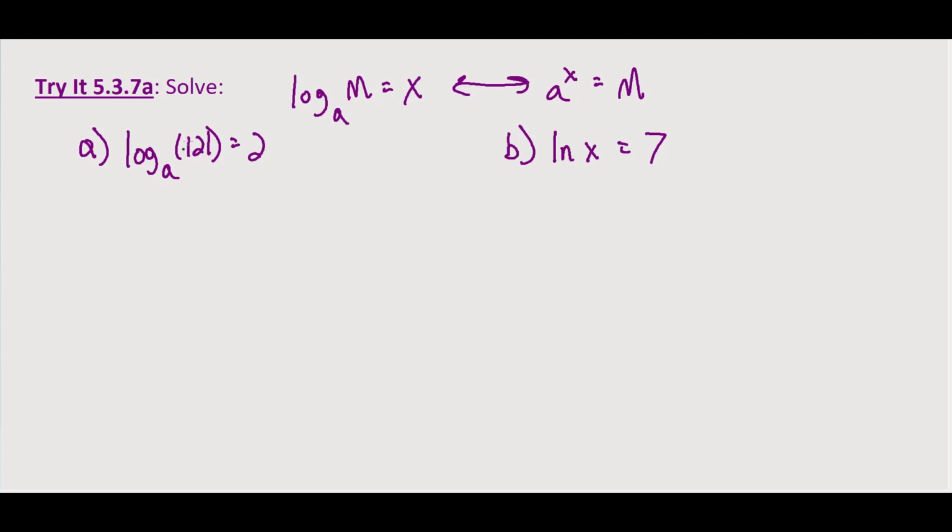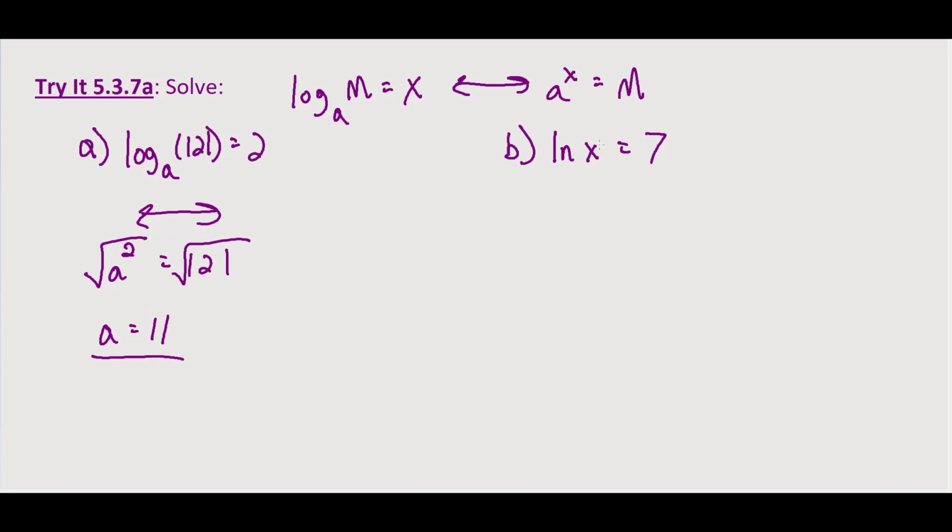So log base a of 121 equals 2 if and only if a squared equals 121. Take the square root of both sides. We get a equals 11. Now, we didn't take the negative square root. The reason for that is because we recognize a is going to be positive. We can't have a negative base for our logarithm. So when log base a of 121 equals 2, a equals 11.